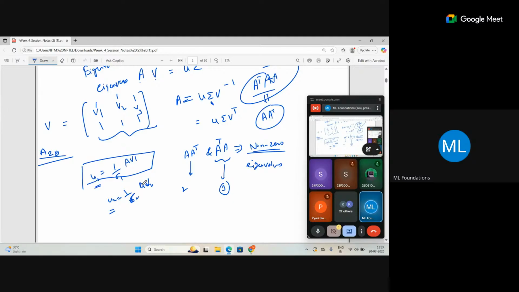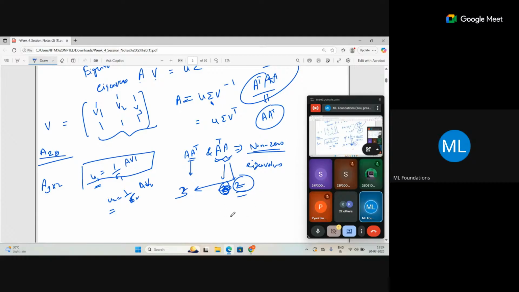But in case it is different, let's say A is a 3 by 2 matrix. In that case you will have two eigenvalues here and three eigenvalues there. So one eigenvalue is going to be zero. From these two you will not be able to find three eigenvectors. What you should do is take these two eigenvalues and find the eigenvectors from our normal process.